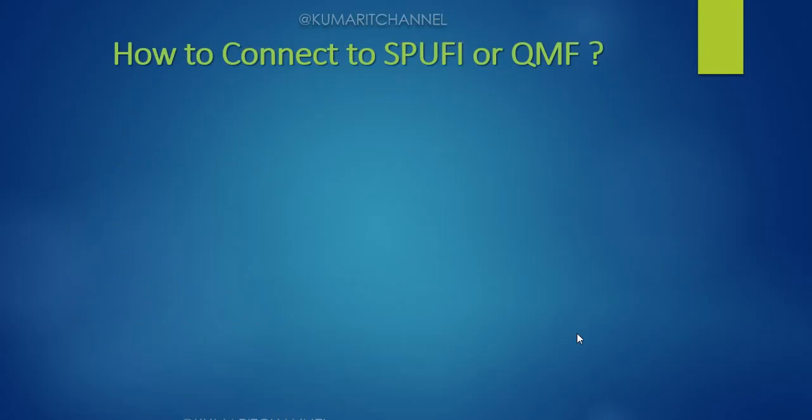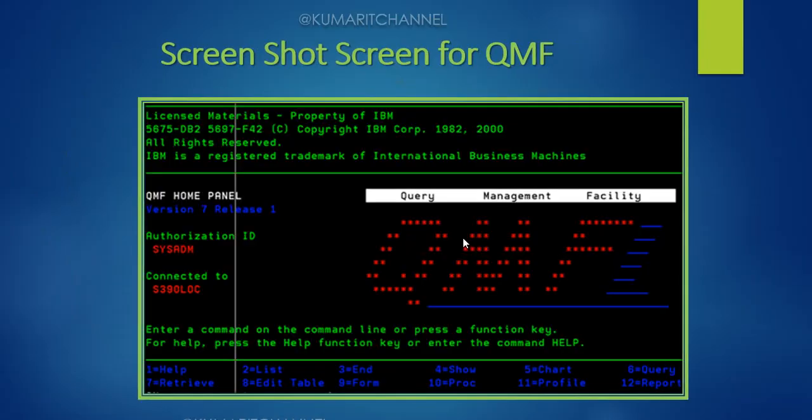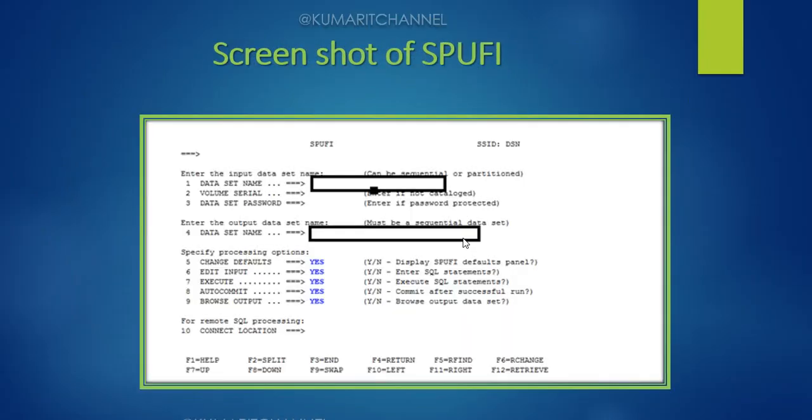How do we connect to SPUFI or QMF? You need to have a mainframe login ID created. Within that, you have DB2 installed, and you use specific options that are there. It varies from system to system, so based on that you can go to either. When you are connected to SPUFI, it looks like this, and when you are connected to QMF, it looks like this.